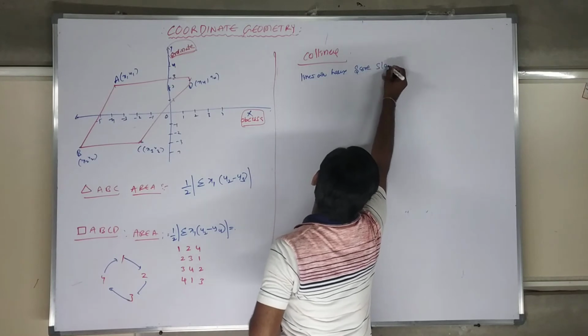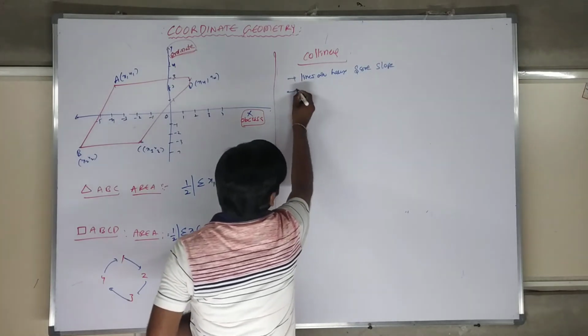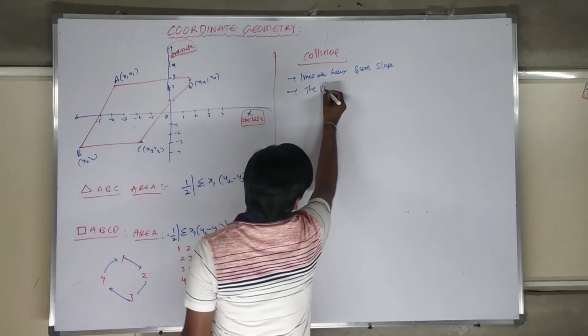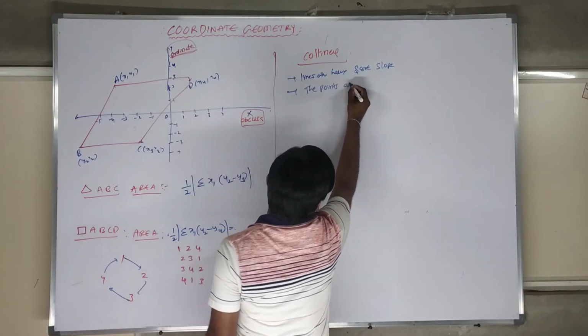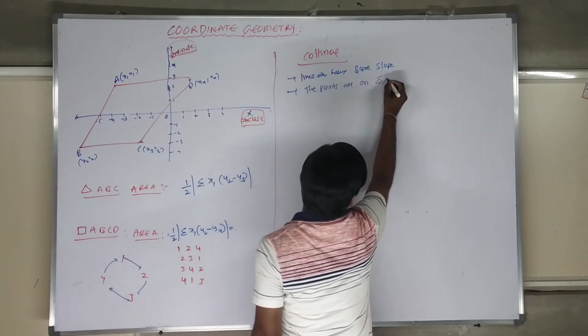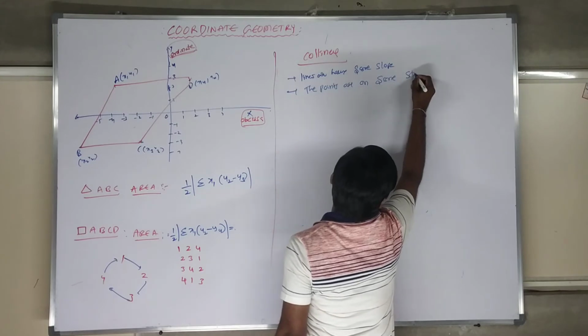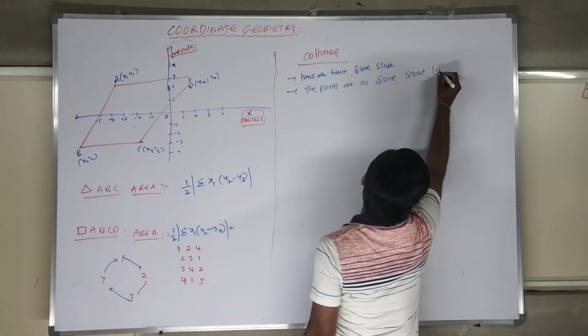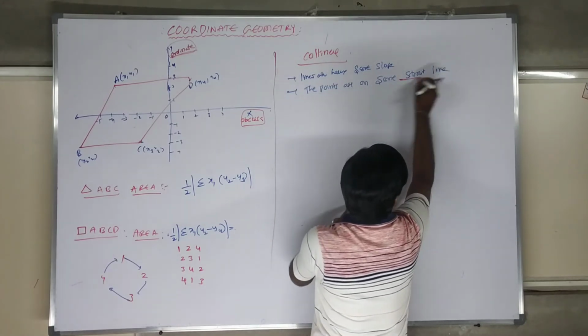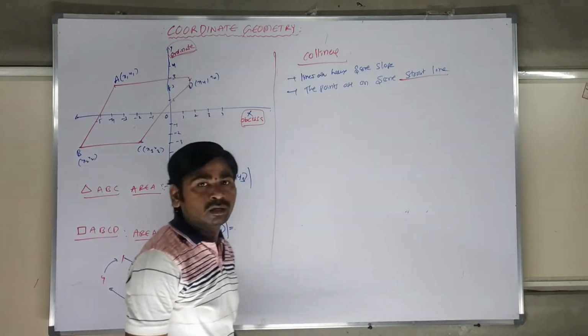Collinear means the lines are having the same slope, or else the points are on the same straight line. The points are on a straight line.